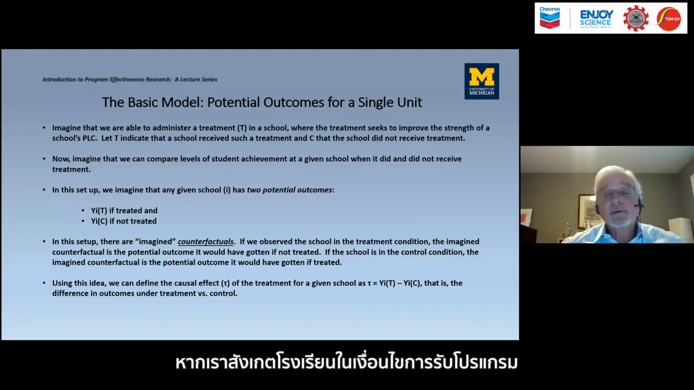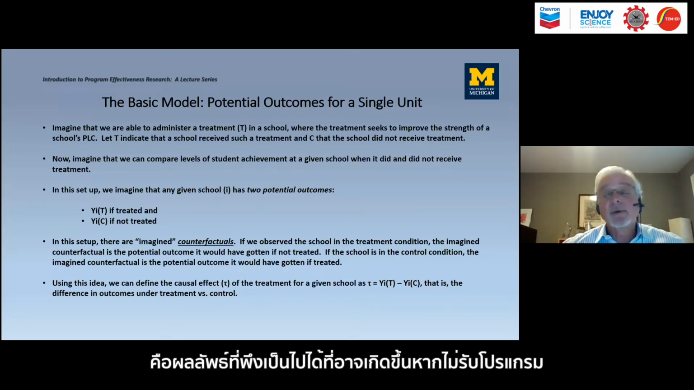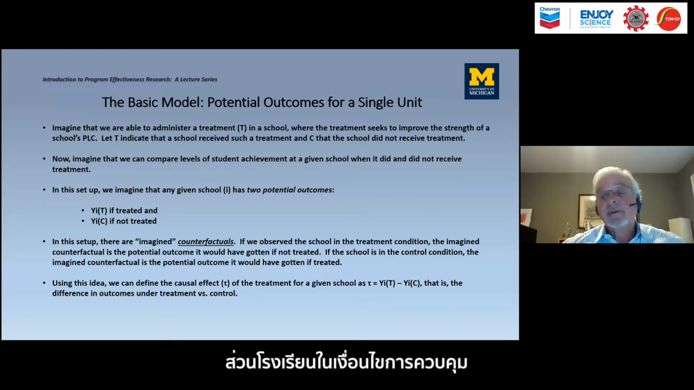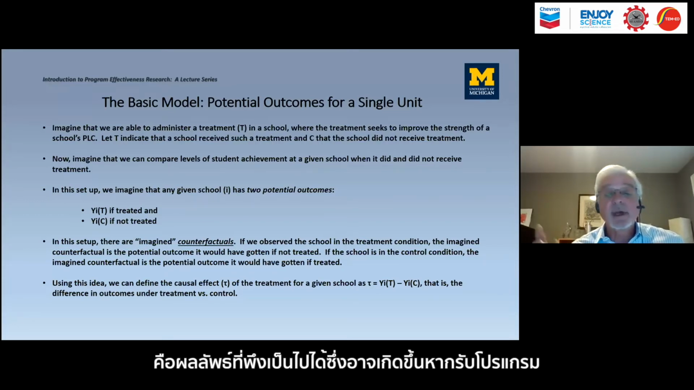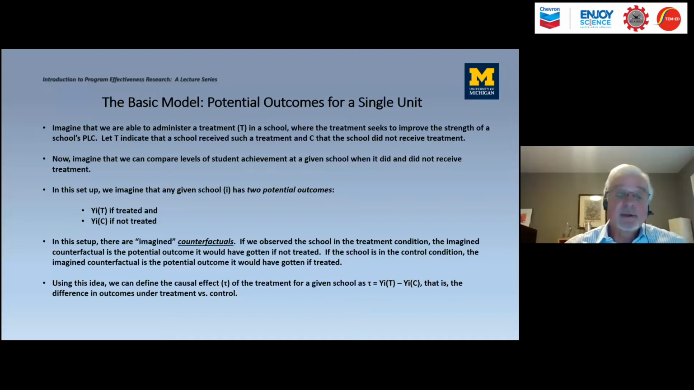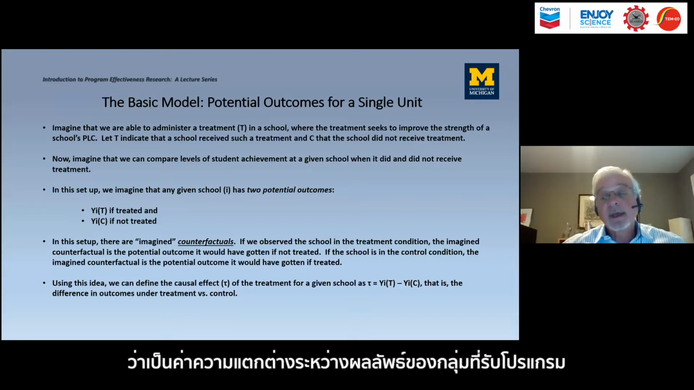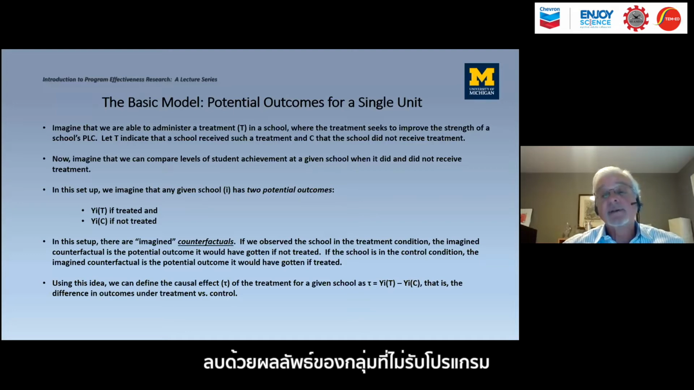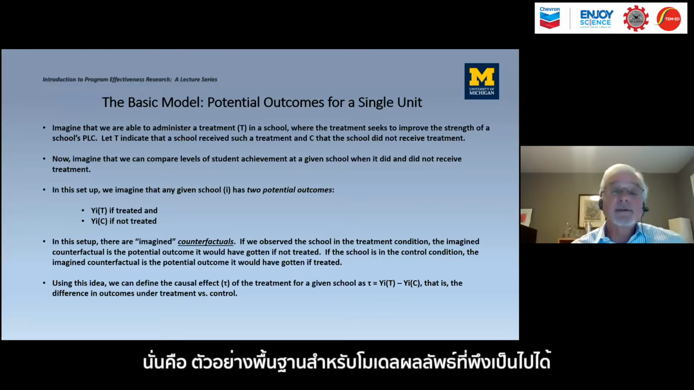If we observe the school in the treatment condition, the imagined counterfactual is the potential outcome it would have gotten if not treated. If the school is in the control condition, the imagined counterfactual is the potential outcome it would have gotten if treated. And using this idea, we can define the causal effect tau of the treatment for a given school simply as the difference between its outcome if treated minus its outcome if not treated. So that's the basic setup for the potential outcomes model.